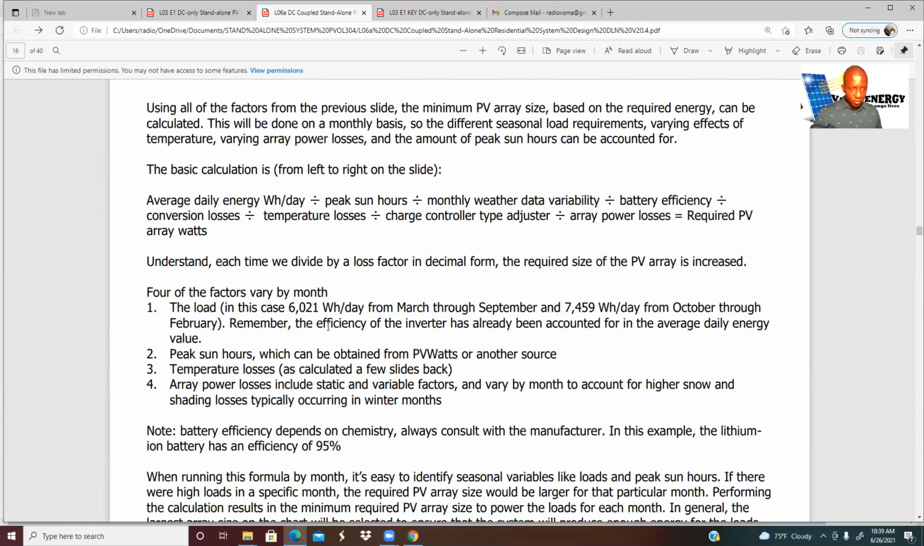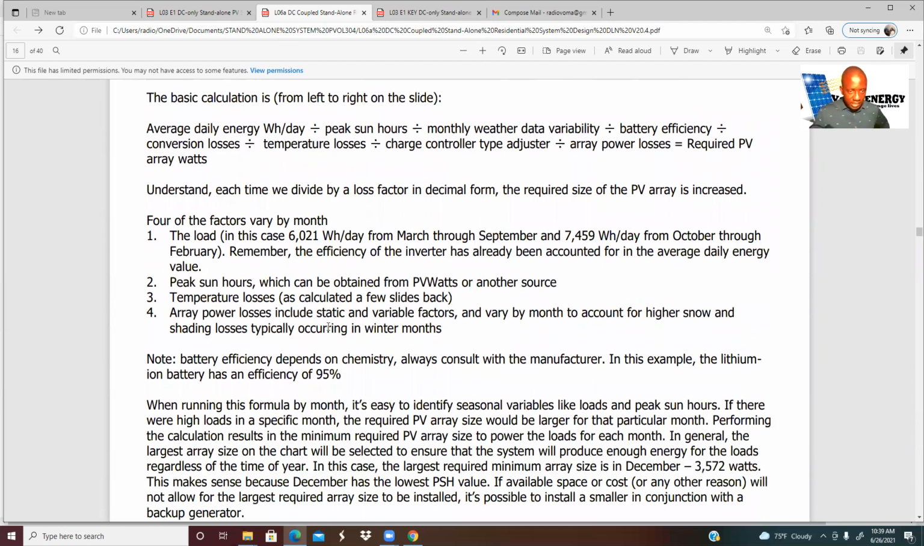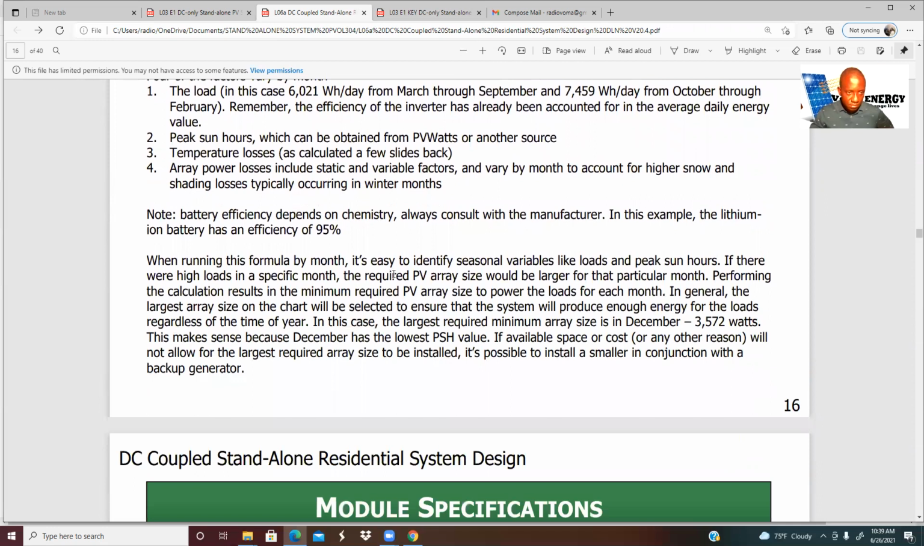Four of the factors vary by month. The load in this case is 6,021 watt hours monthly from March through September, and 7,490 from October. The battery efficiency depends on the chemistry.